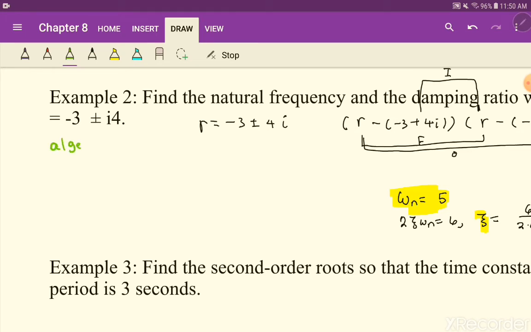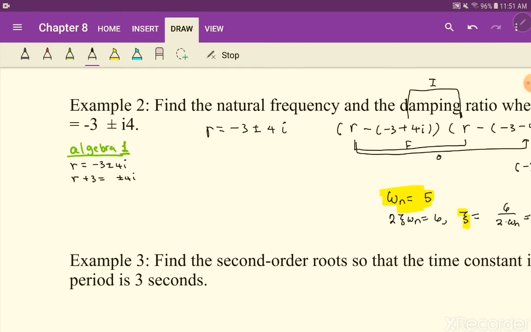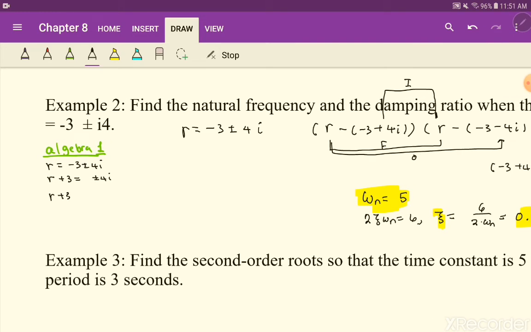Let me tell you another way. This is an algebra lesson. Algebra 1, okay? I don't think you actually learned it in algebra 1. So watch this. You have r equals -3 plus minus 4i. I'm going to move the -3 over. I have r plus 3 equals plus minus 4i. This is the inverse step of deriving the quadratic equation. If you were to derive the quadratic equation, negative b plus minus square root of all that, you actually go backward. So now I'm going to square both sides.